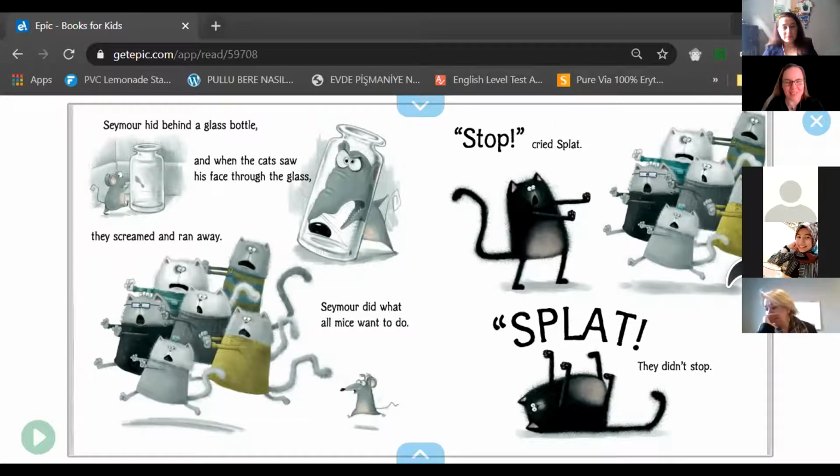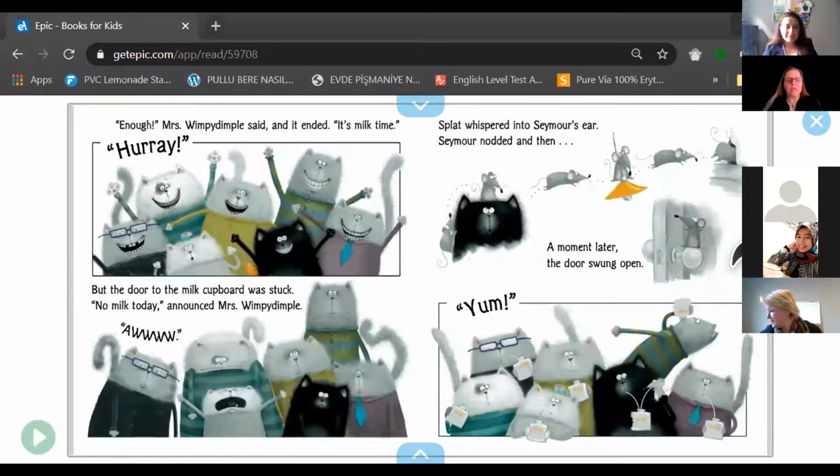Seymour did what all mice want to do. Ooh, scare the cats. "Stop," cried Splat. Splat. They didn't stop. "Enough," Mrs. Wimpy Dimple said, and it ended. "It's milk time." Hooray! But the door to the milk cupboard was stuck. "No milk today," announced Mrs. Wimpy Dimple. Aww.